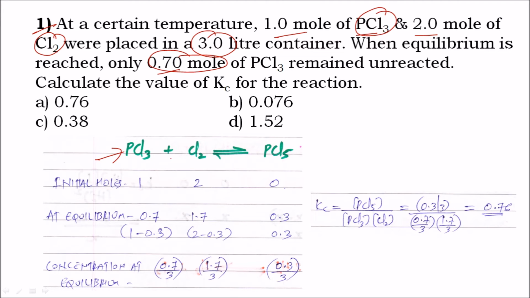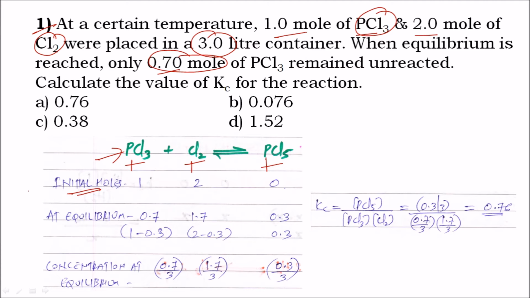So the equation given is PCl3 reacting with Cl2 giving PCl5, all in gaseous state. Now the next step is what? We need to mention the initial moles. We can even write the stoichiometric coefficients: 1 mole of PCl3 reacts with 1 mole of Cl2 giving 1 mole of PCl5. So it's actually a 1:1:1 ratio, right?